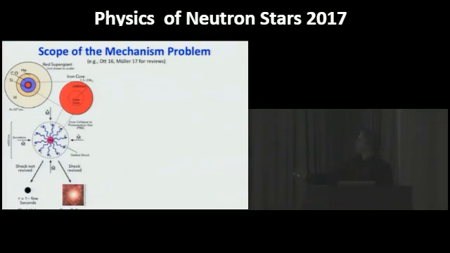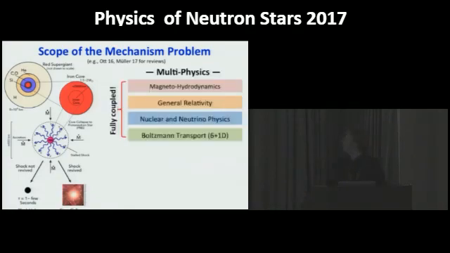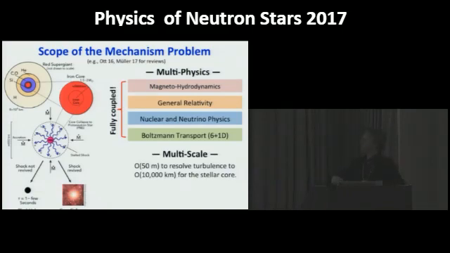Now, to make progress in understanding this, we understand the physics relatively well. We understand this always happens, but how to get there we don't understand. And it's really a very rich problem. So we need to do computer simulations that solve coupled partial differential equations for magnetohydrodynamics, general relativity, nuclear and neutrino physics, and Boltzmann transport of neutrinos, which is a very high-dimensional problem. It's a multi-scale problem where we need to resolve the turbulence surrounding the protoneutron star and inside the protoneutron star, as Martin just said. And just for the mechanism, we need to include about 10,000 kilometers of the star on our simulation grid.